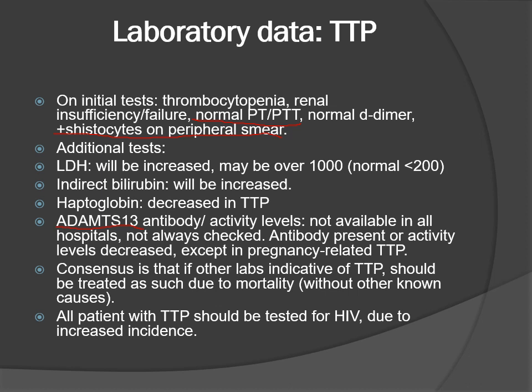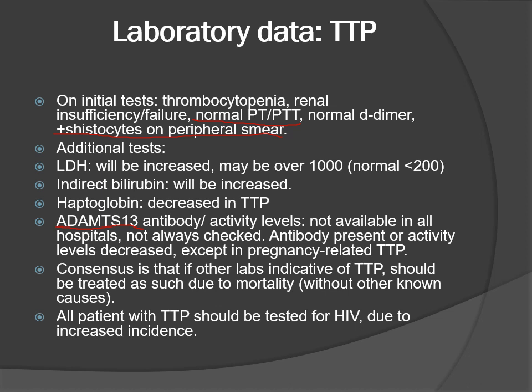So the thing that I'm going to emphasize here, and we're going to talk about it in a moment, is the mortality with TTP is about 90% left untreated. And the treatment for TTP is very different than DIC. So it's really important that you know the difference between these conditions, especially if you're practicing in critical care, and initiate treatment based on that.